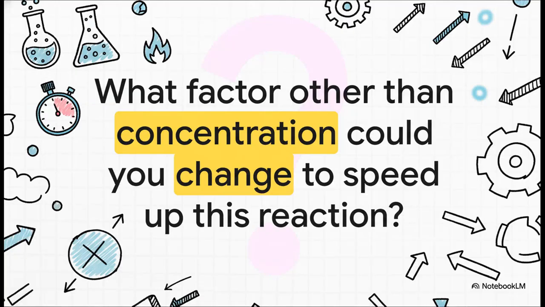So to wrap this all up, here's a little something to think about. This whole method, this disappearing cross thing, it's a classic. The question was about concentration, but what's another factor you could change to speed up a reaction? You could use this exact same setup to test it. Have a think about that. Because when you start seeing how these core experiments can be adapted, that's when you're really starting to think like a chemist.